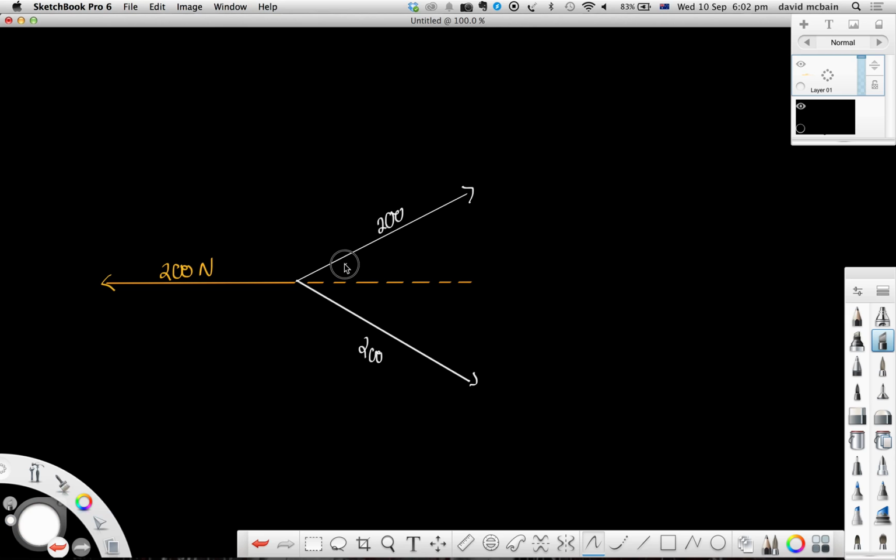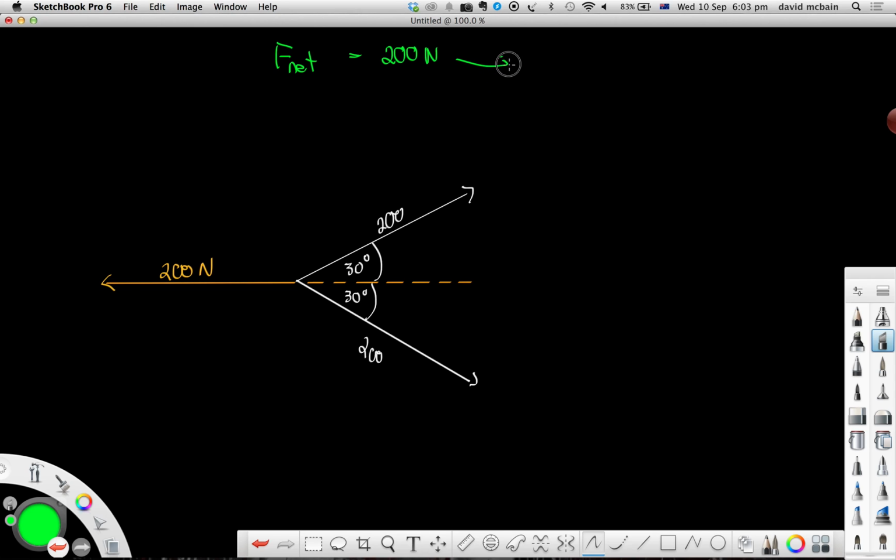We know that these angles here are 30 degrees. But we also know, because we're told in the problem, that the net force in this situation is actually 200 newtons in that direction, which is east. So we've got to work out what is the missing force that will give us a net force of 200 newtons in the east direction. So there's one more force we've got to put in here to make this add up to 200 newtons in that direction.